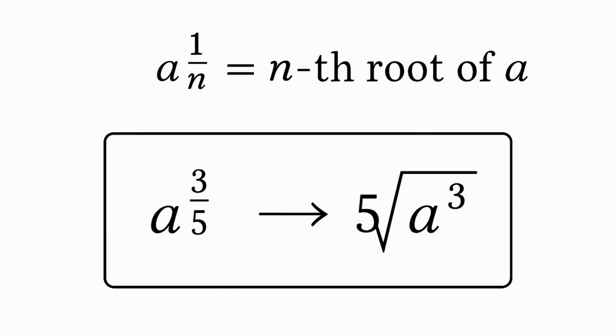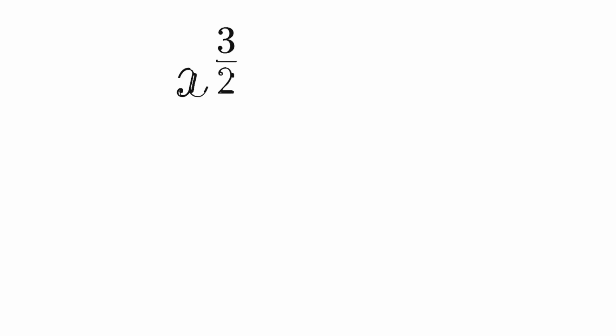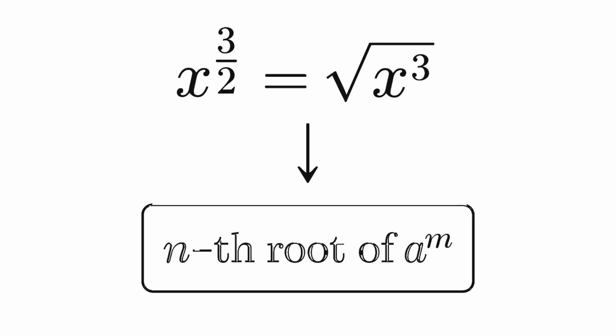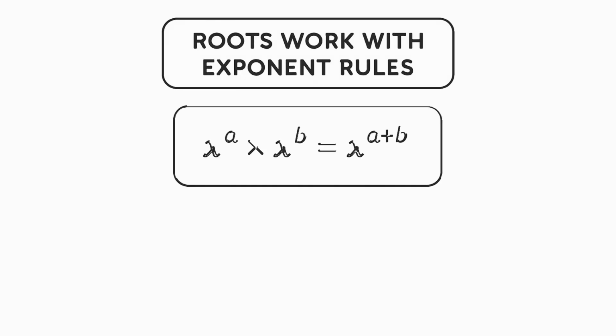We can go even further. A to the m over n power means the nth root of a to the m power. So x to the 3/2 means the square root of x cubed. This is powerful because it lets us use all our normal exponent rules with roots.